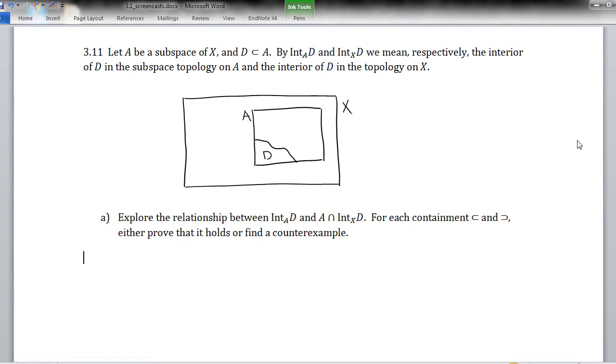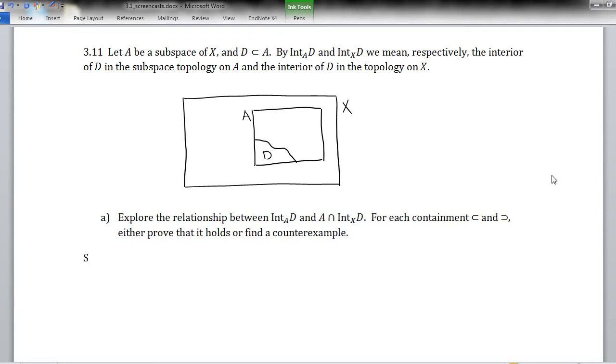Okay. So you can look at the picture up here. We're first of all thinking about the interior of D as a subset of A here, with the subspace topology from X. And then we're looking at the interior of D as a subset of this large space X, and then intersecting that with the subset A. It seems plausible these could be the same, but they actually aren't. One of them could be smaller than the other. But let's first of all prove the containment that does hold. It turns out that this intersection is always a subset of int_A D.